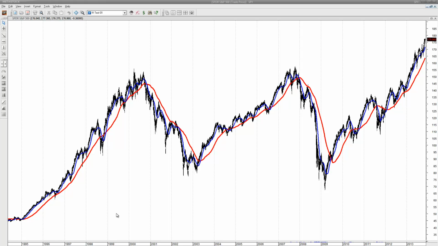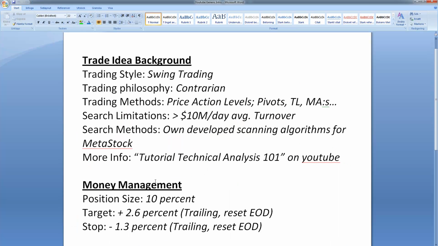I'm gonna go straight on to what I'm doing. This is the kind of style I'm using for my trading. It's swing trading. My philosophy is contrarian. I use the methods by price action levels, that means pivots, trend lines, moving average. I do not trade in any stock that has less than 10 million in daily average turnover. I use own developed scanning algorithms that I have built with Metastock, that platform.